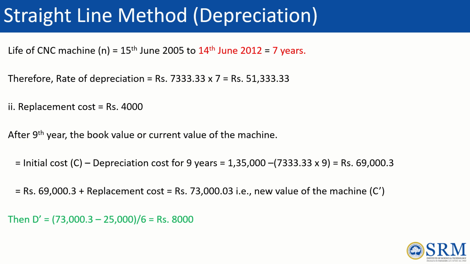Now let's take accounting for the replacement parts at the 9-year mark. After the 9th year, the book value or current value of the machine will be initial cost minus depreciation cost of 9 years, which is 1,35,000 minus 7,333.33 into 9, that gives 69,000.03. Adding this value with the replacement cost, we will get 73,000.03, that is the new value of the machine C dash. So by using this new value of the machine, if we calculate the depreciation, then it accounts to 8,000 rupees.